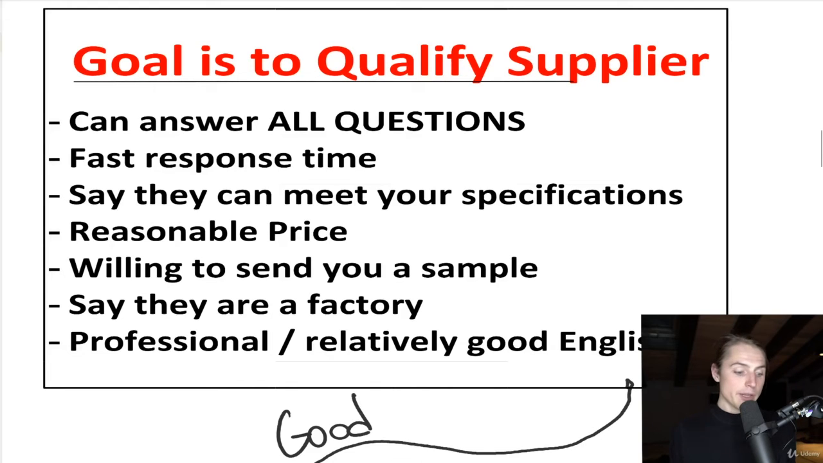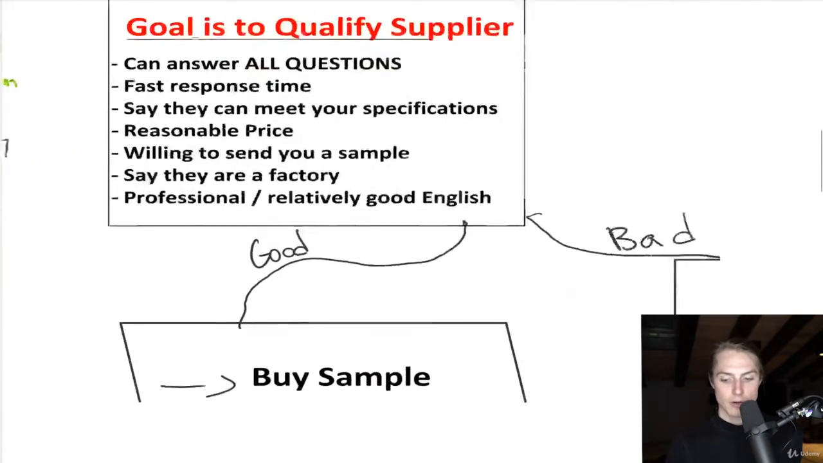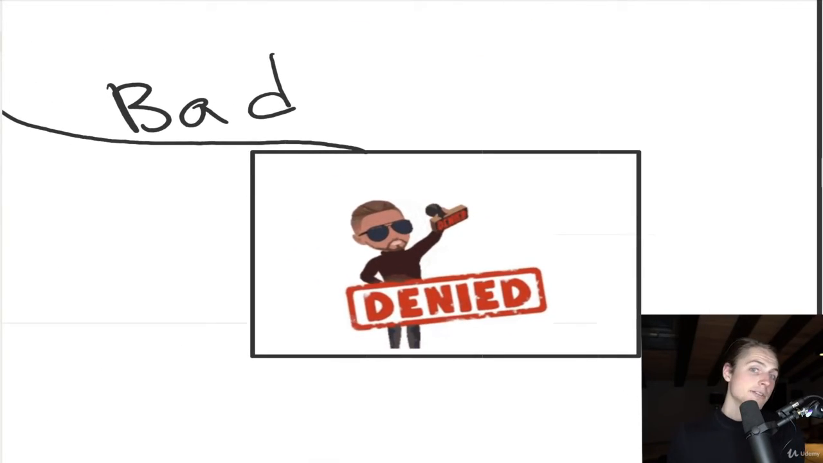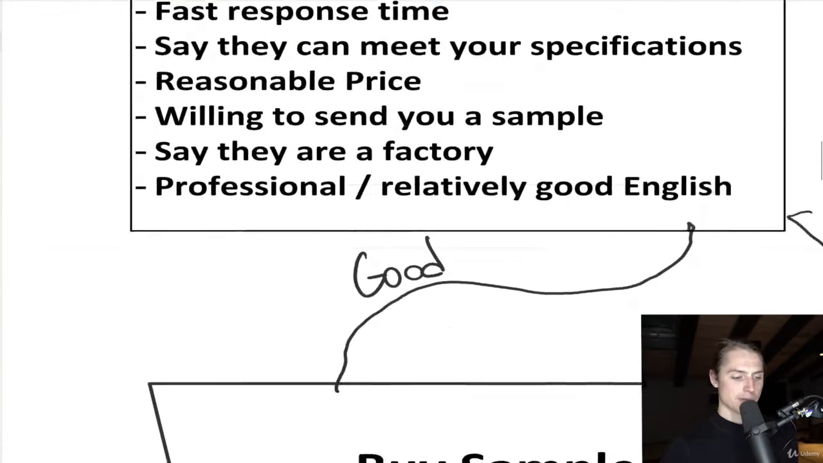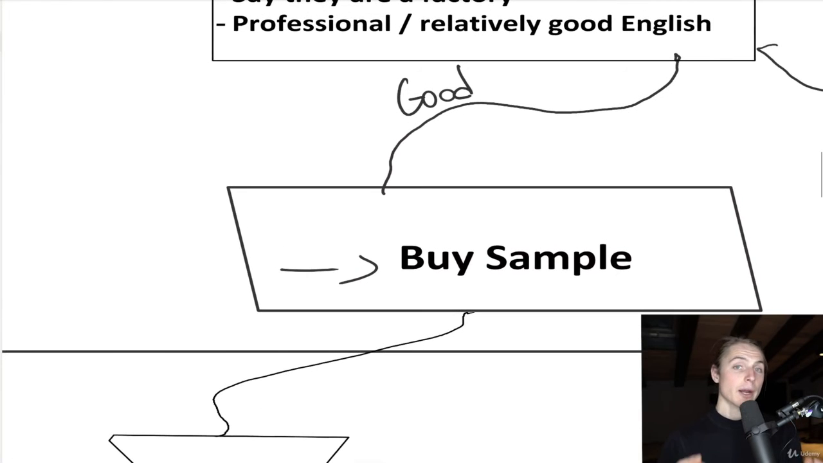Then, were they professional? Now, they're not going to have the best English necessary, and that's okay, but the better the English, that is a good thing, because you are going to be going back and forth with them, especially if you have a lot of needs and specifications. The better the English, that's going to make it easier. So, if they suck, if they can't even answer those 10 questions, move on, all right? Basically, if any of these aren't met, you're going to say no, except the relatively good English, that one is the one where it depends, but you want to make sure they're professional, they respond fast. So if that all matches, then we're going to buy a sample.